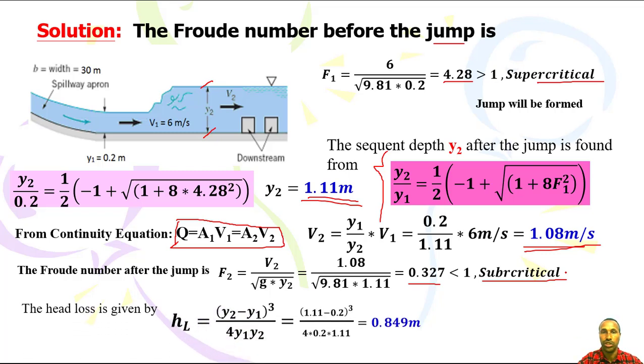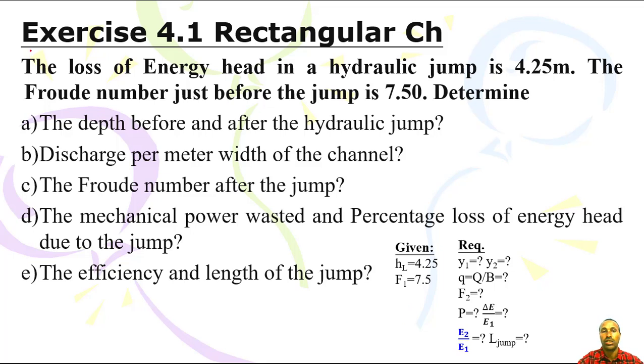Once the flow changes into subcritical, you can find the energy loss. The energy loss or the head loss due to the jump will be (y2 minus y1) the whole cubed over 4 y1 times y2. Then you get this. So this is the energy which is lost, 0.849 meter.